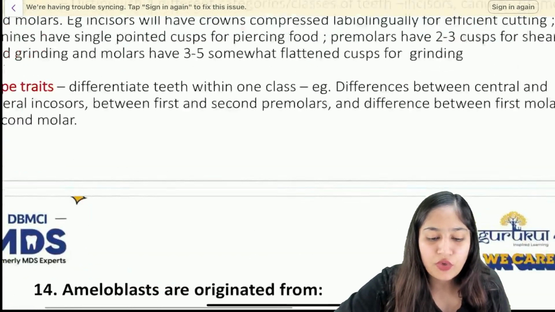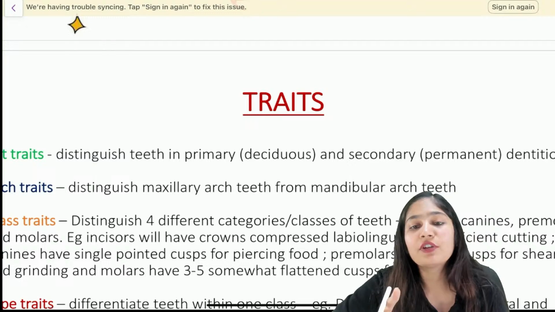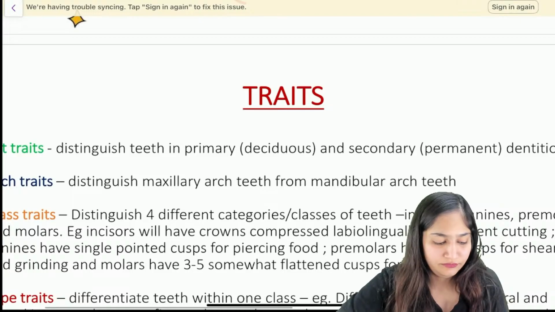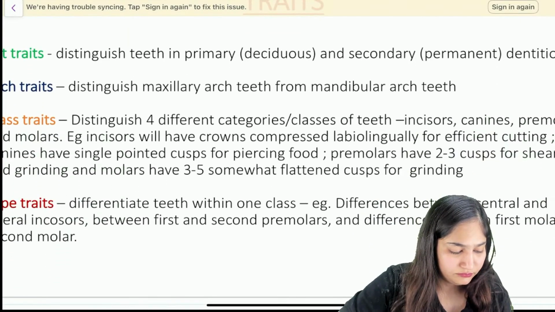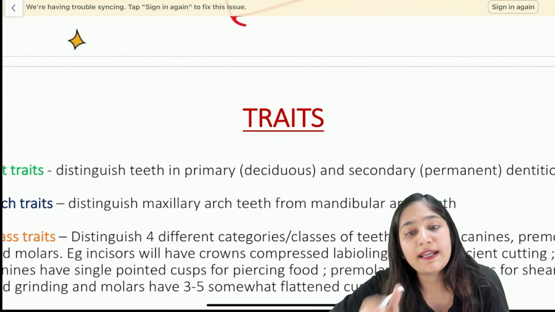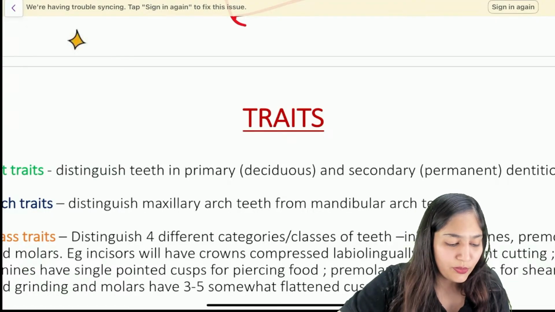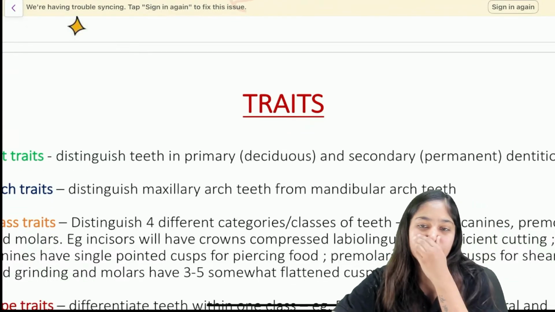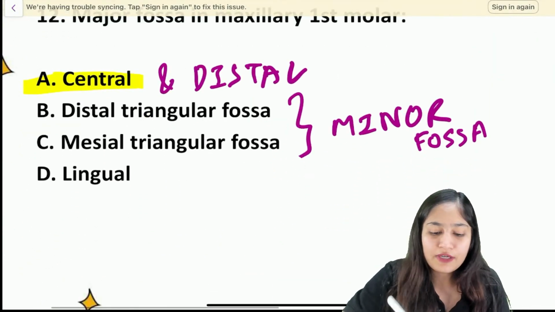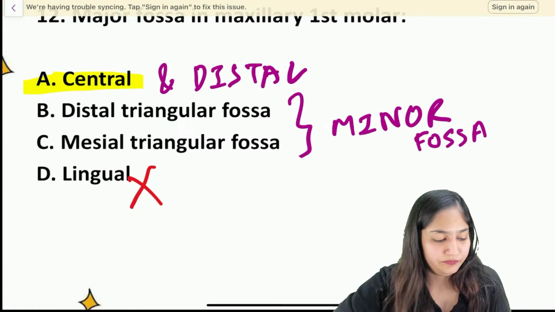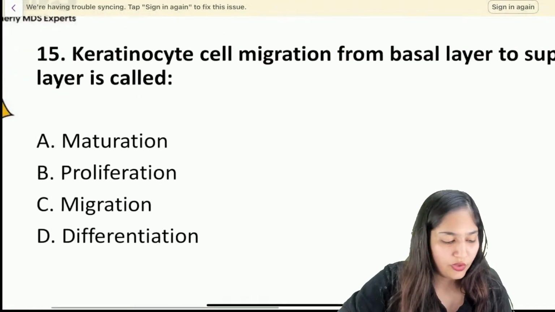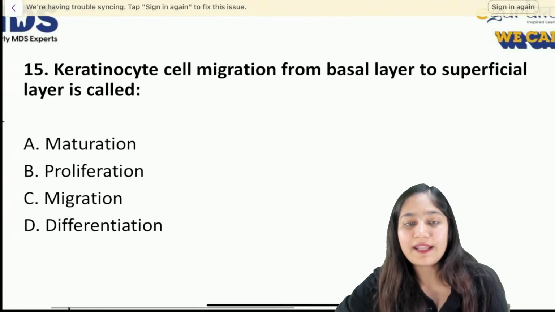Yes, Nami wants to know about minor fossa, right? Minor fossa are the mesial triangular fossa and distal triangular fossa. No, Nami, mesial triangular fossa and distal triangular fossa, not lingual. I will show you. Okay, I am getting the answer for the next question also.